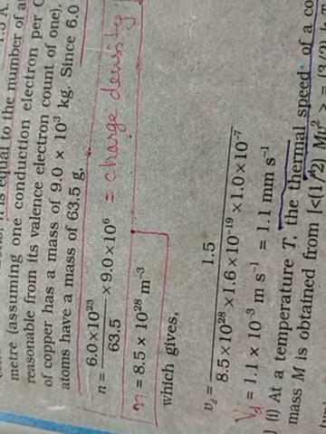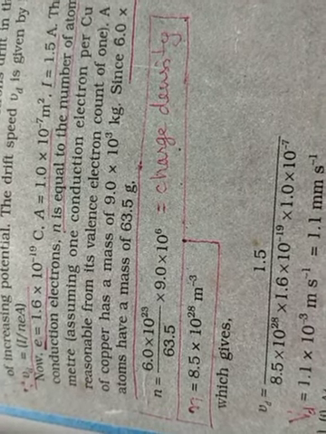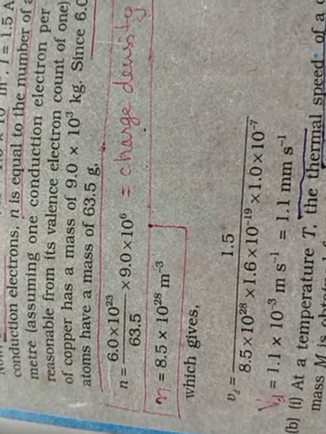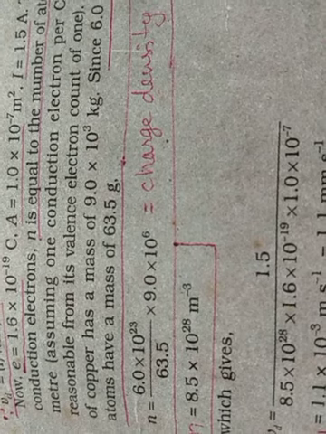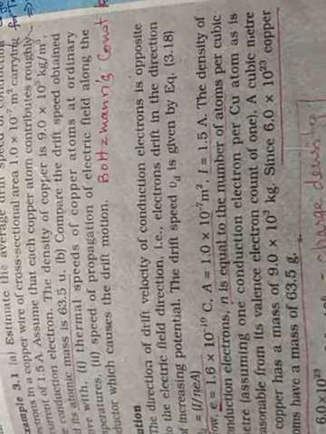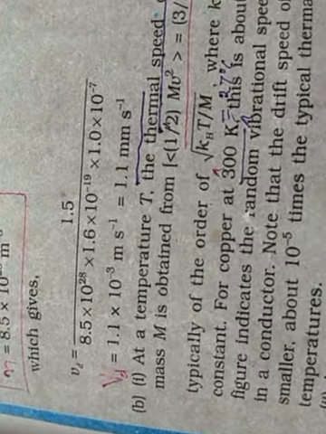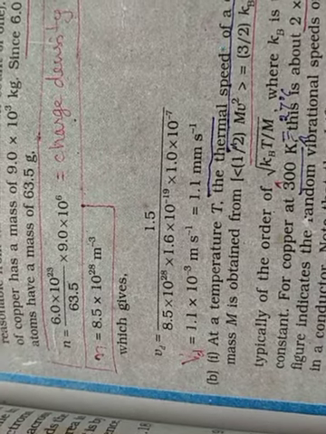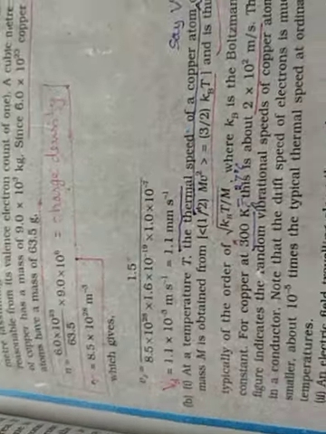Now given this value of n, we get the drift velocity I divided by nEA, equal to 1.5 divided by 8.5 into 10 power 28, that is the value of n, and A is the cross-sectional area, and E is the electronic charge, 1.6 into 10 power minus 19, and the cross-sectional area of the conductor is given, 1 into 10 power minus 7 meter square. So we get the drift velocity equal to 1.1 mm per second, meaning the electrons are moving under the influence of the electric field at a speed of 1.1 mm per second, that is a few millimeters per second.